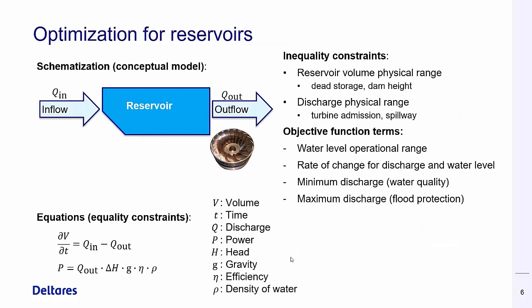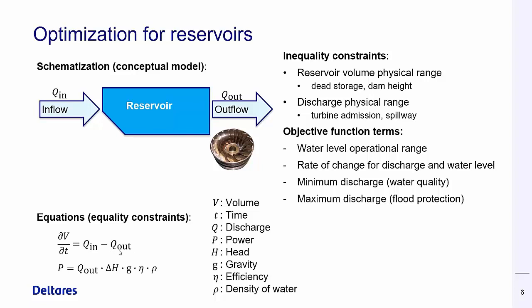For reservoirs we deal with a different equation, but not too complex, so this explains why reservoir operations or optimization has also a long history in literature. We have schematization, usually a reservoir with an inflow and an outflow, and the equation is the change of volume over time is Q in minus Q out. It's a very simple storage equation.